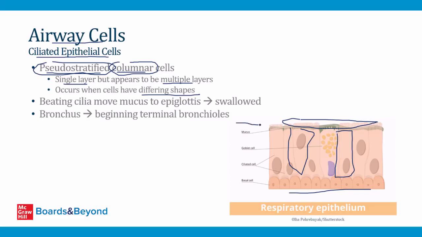And then they all have cilia up here at the top because these are ciliated cells. And as I said, the cilia beat or move to push mucus into the epiglottis so it can be swallowed. And you find these ciliated epithelial cells at all levels from the bronchus all the way down to the beginning of the terminal bronchioles. So all these portions of the respiratory tree are lined with ciliated epithelial cells.